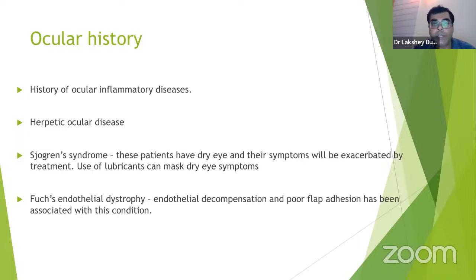Ocular history. If there is any history of ocular inflammatory diseases or herpetic ocular diseases, history of Sjogren syndrome, these patients might be using lubricants which may mask the symptoms. So history is very important. Any kind of endothelial dystrophy, because this makes flap adhesion difficult after LASIK procedures.